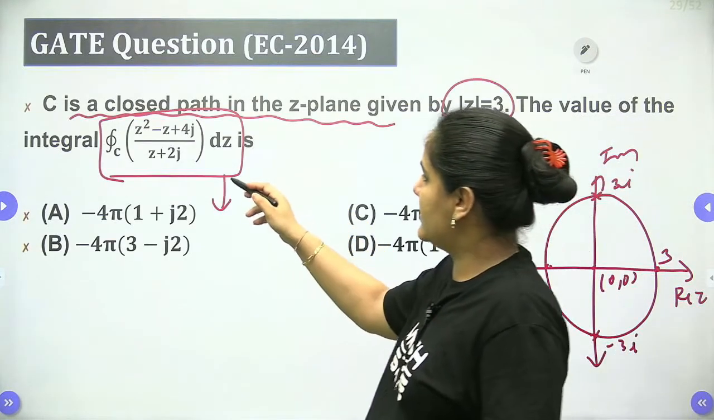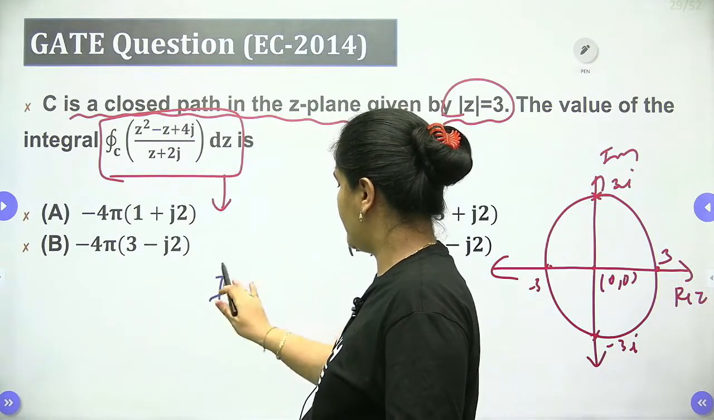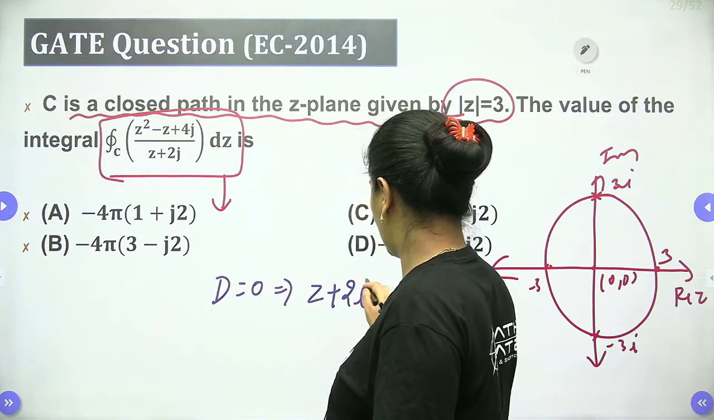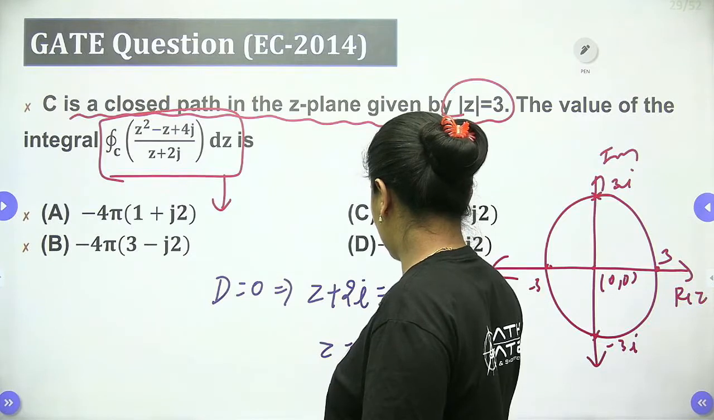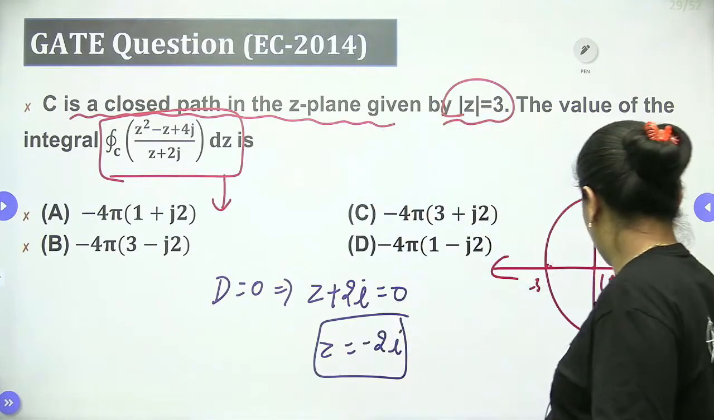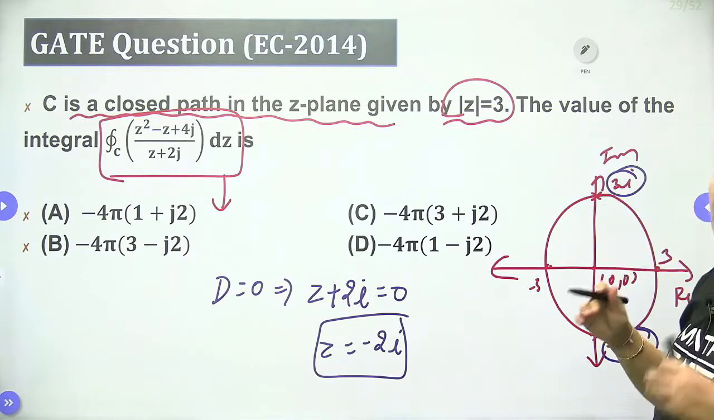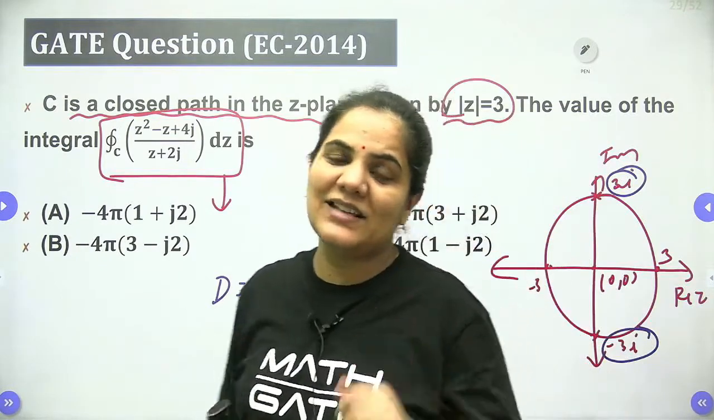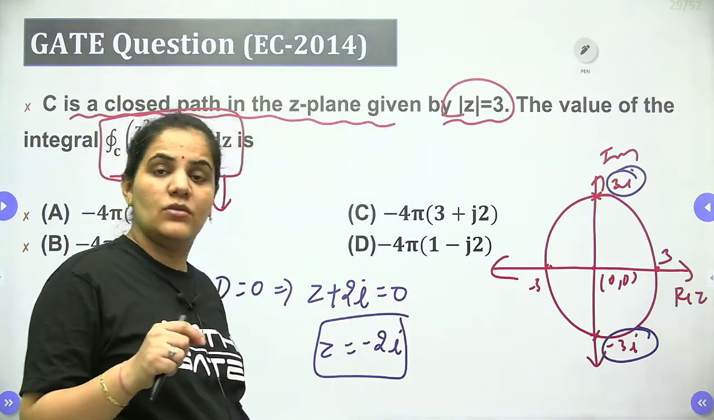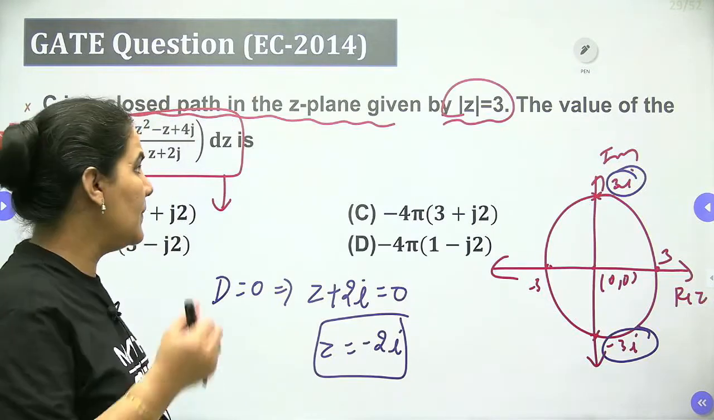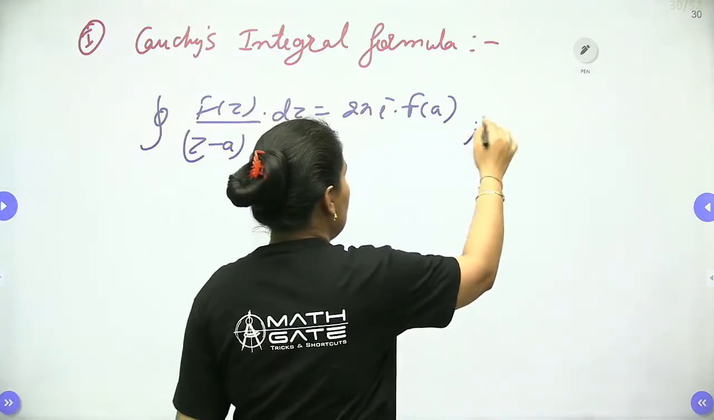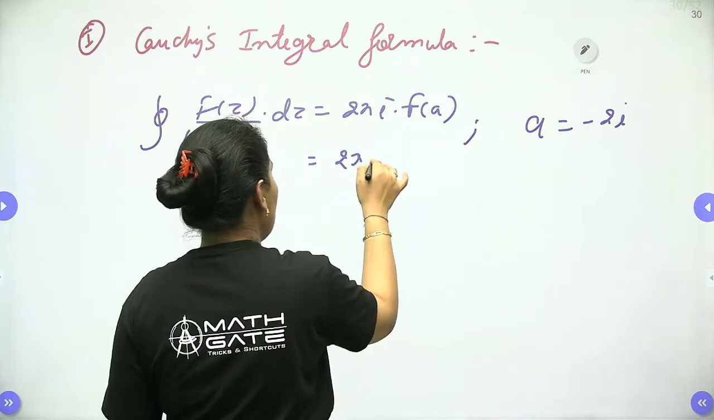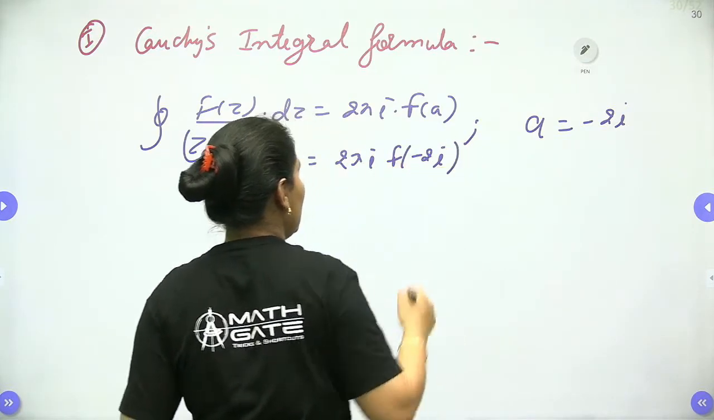So here we have to find the pole. For finding the pole, we put the denominator equal to 0. When we put z plus 2 iota equals 0, we get z equals minus 2 iota. When we go to the imaginary axis, the range is between minus 3 iota and 3 iota. Here we can easily see minus 2 iota lies inside the closed curve. So when it lies inside the closed curve, we can apply Cauchy's integral formula. So it will be 2 pi iota into f of a, where a is minus 2 iota. So I can write 2 pi iota into f of minus 2 iota.